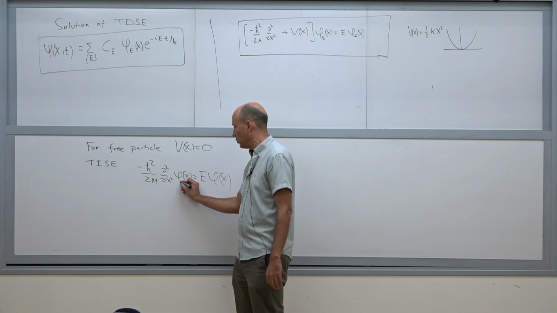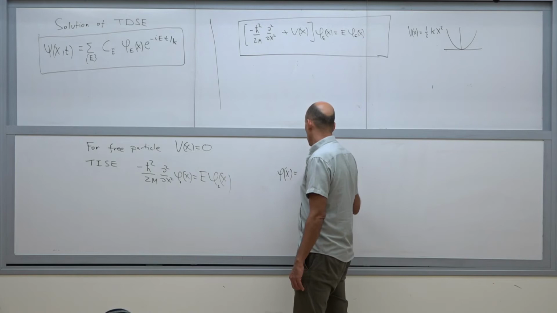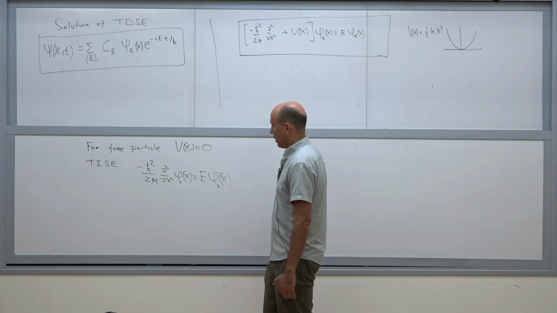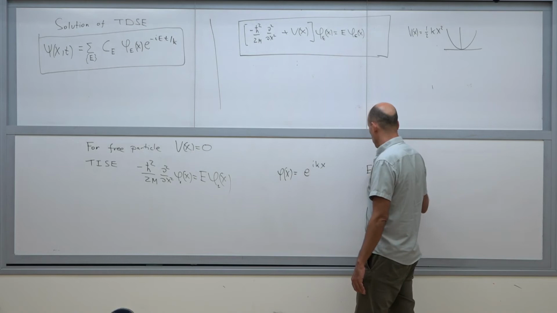Well, what is the solution? Phi_E of x is e to the i k x. Why? When I take the second derivative here, I'll get h bar squared k squared over 2m equal to E. What does this mean, though? It means that the energy E is h bar squared k squared over 2m.